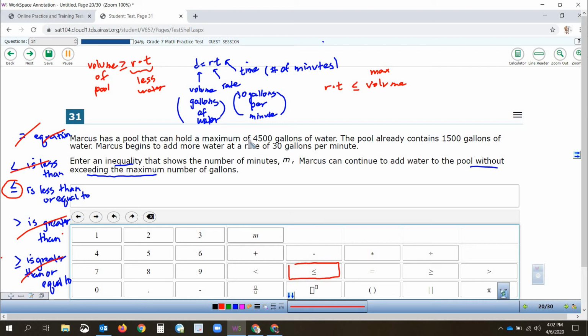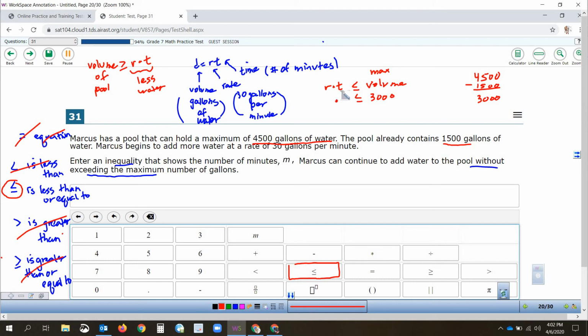Okay, so it says the pool can hold 4,500 gallons of water, right? So we might be tempted to put 4,500 gallons here, except what? We've already got 1,500. So it already has 1,500. So what do we need to do? We need to take that 1,500 away and get what? 3,000. So when we multiply the rate times the time, we want it to be less than or equal to 3,000. Because if it goes above that 3,000, the water is going to overflow.